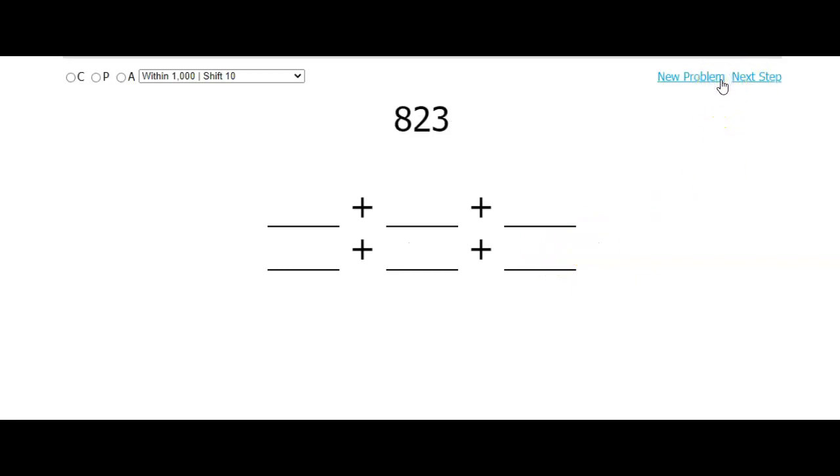Let's look at 823. What is that as expanded form? 820 and 3. So now I'm going to shift a 10. Remember that my 800 is going to stay the same. So if I shift a 10 from my 20, that leaves me with 10 left. And then shift it over to the 3. 10 and 3 is 13.